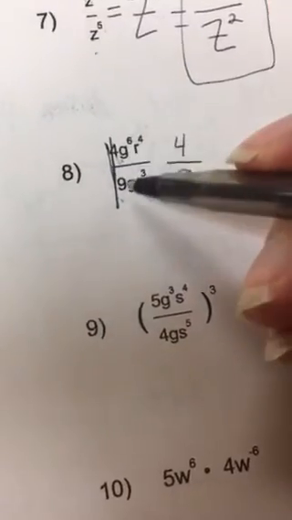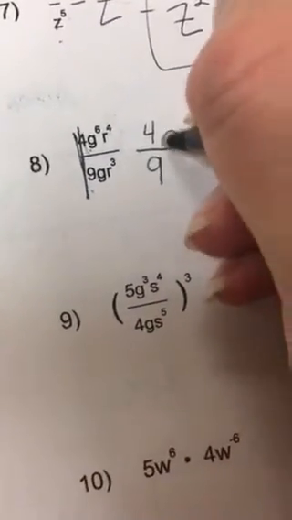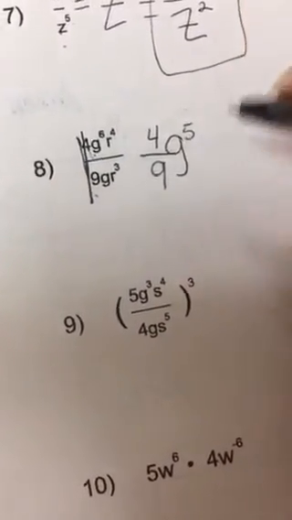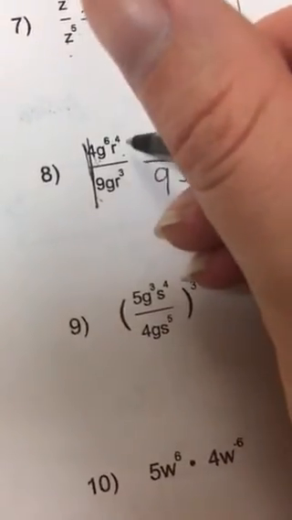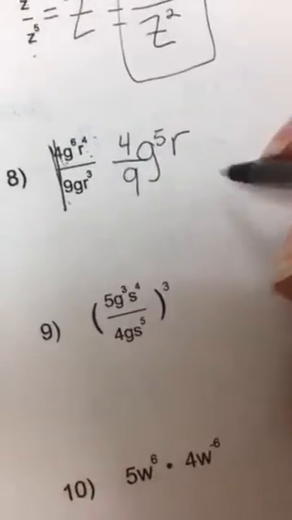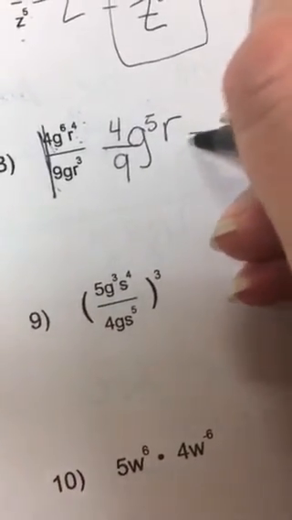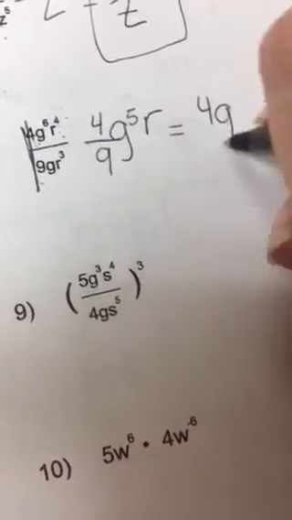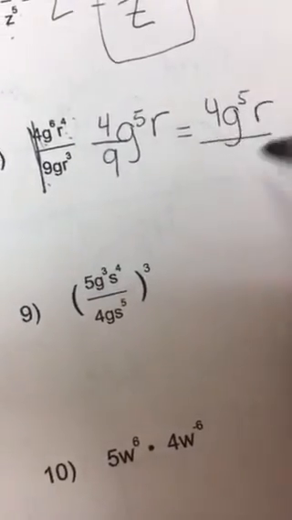G to the 6th minus G to the 1st would be G to the 5th. And then R to the 4th minus R to the 3rd is just R to the 1st, or R. So my final answer would be this, or 4G to the 5th R all over 9.